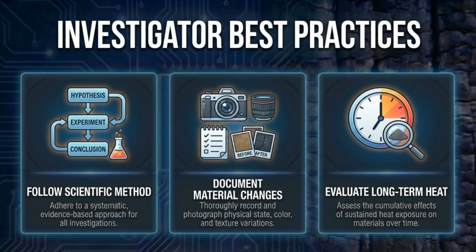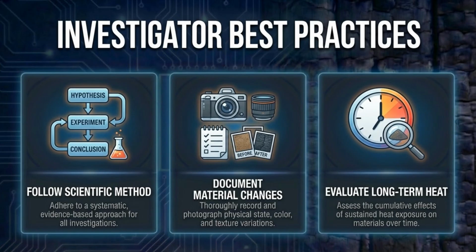NFPA 921 requires the use of the scientific method in all fire investigations. Investigators should identify the problem, collect and analyze data, develop multiple hypotheses, and test those hypotheses against the evidence. This disciplined approach is essential in delayed ignition cases where assumptions can easily replace analysis.